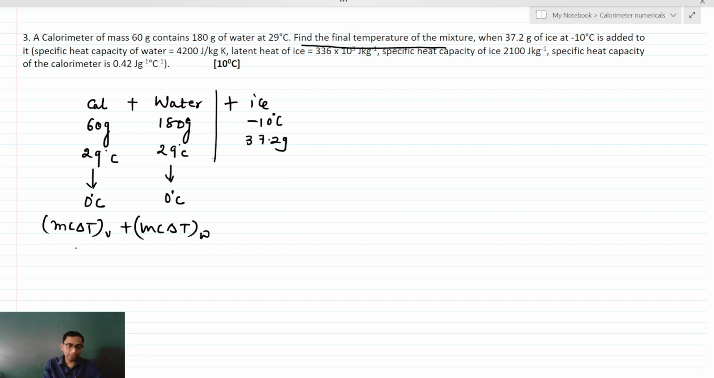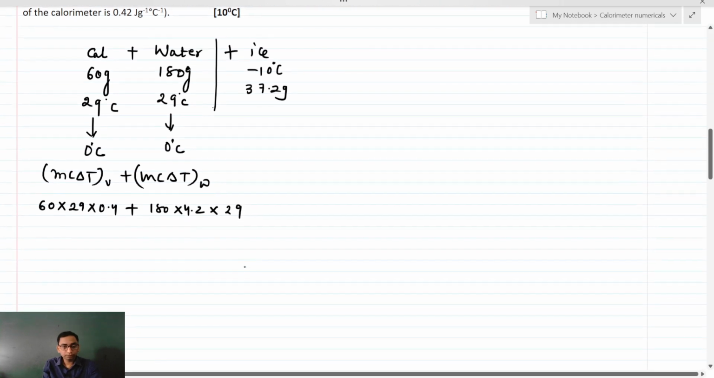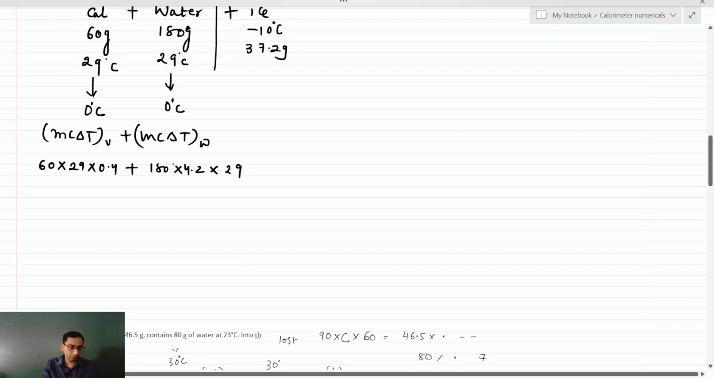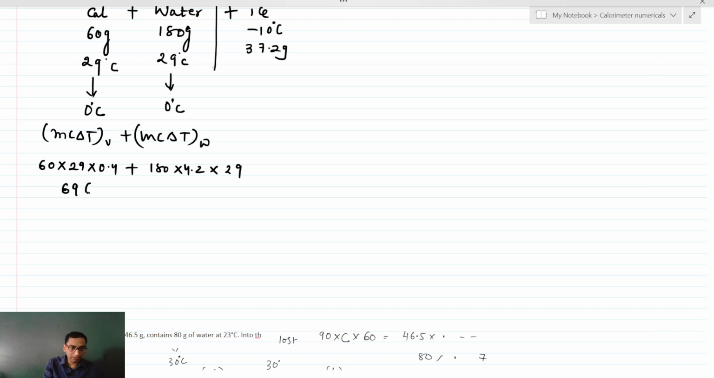This is just an estimate, right? So the mass is 60 into 29 minus 0. From 29 to 0 we are assuming. So 60 into 0.4 plus 180 grams of water, 4.2 into from 29 to 0. When you calculate this 60 into 29, you will get the value as 696.